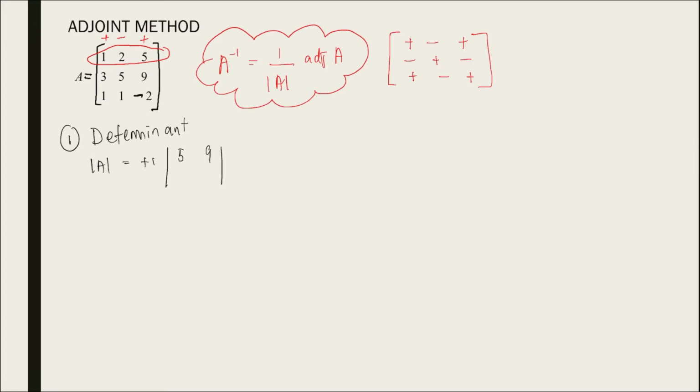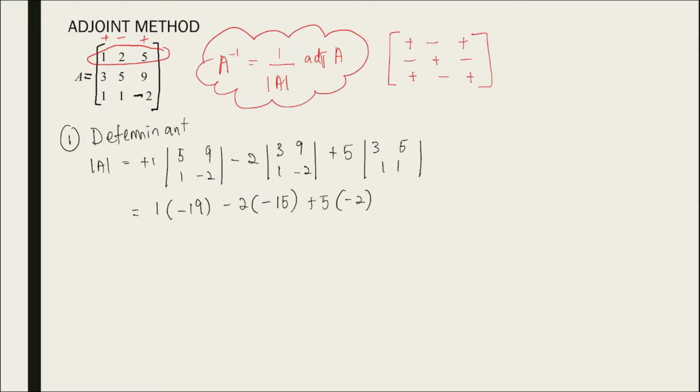So determinant of A is positive 1 times the minor 1, 1, which is 5, 9, 1, negative 2, minus 2 times minor 1, 2, 3, 9, 1, negative 2, and then plus 5 times minor 1, 3, 3, 5, 1, 1. So from here, you will have 1 times negative 19 minus 2 times negative 15 plus 5 times negative 2. And the answer is 1.